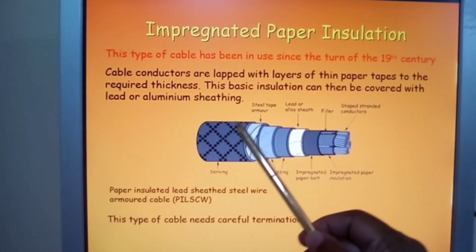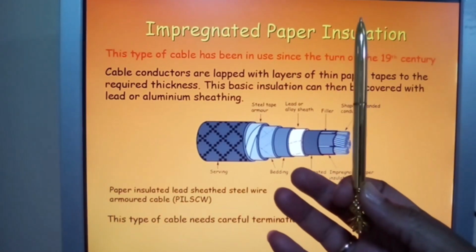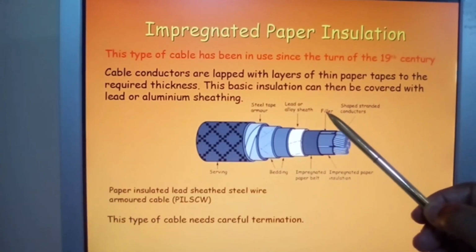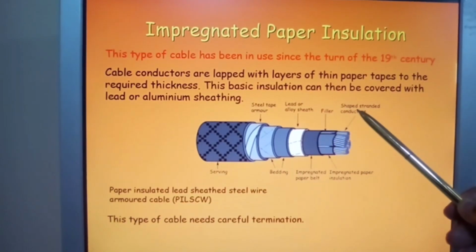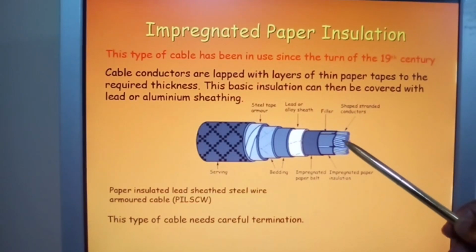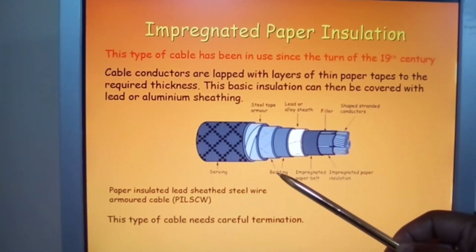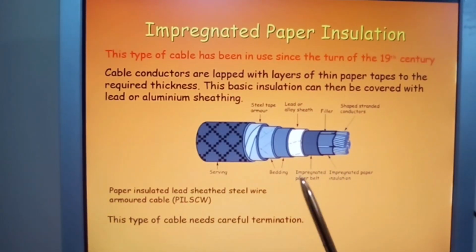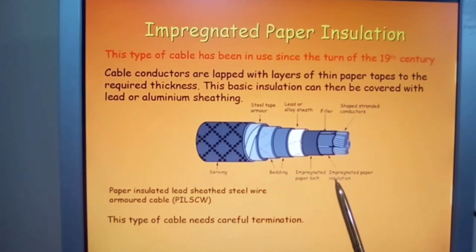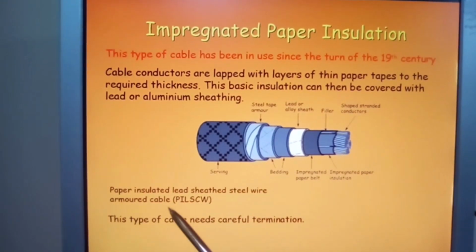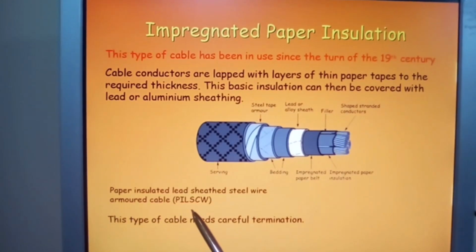Serving, that's the outer coating for the protection of the cable itself, lead or alloy sheath, okay, filler, okay, shaped stranded conductors, okay, and here you have what's called the bedding that the cable rests on to prevent injury or breakage of the cable conductors, impregnated paper belt, okay, impregnated paper insulation, okay, paper insulated lead sheath, steel wire armored cable, PILSWA. This type of cable needs careful termination.